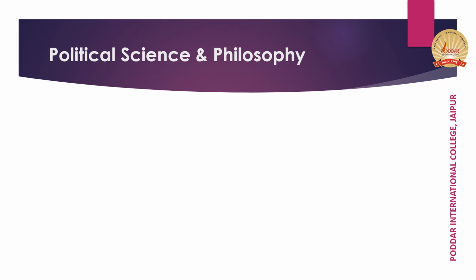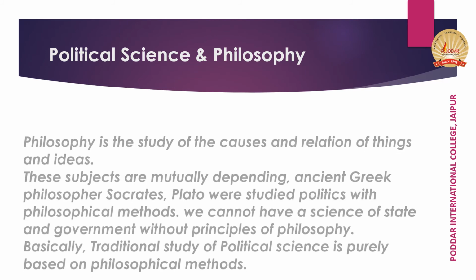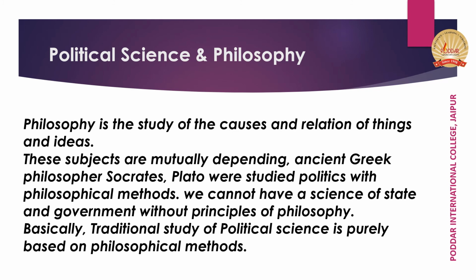Next is political science and philosophy. Philosophy is the study of causes and relations of things and ideas. These subjects are mutually dependent. The ancient Greek philosophers Socrates and Plato studied politics with philosophical methods. We cannot have a science of state and government without principles of philosophy. Basically, the traditional study of political science is purely based on philosophical methods.